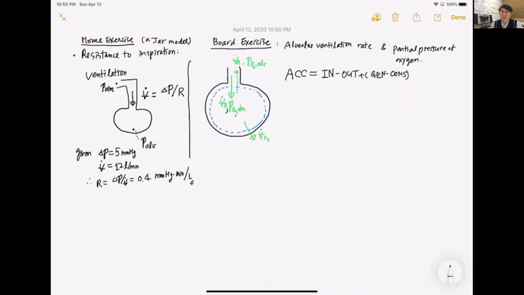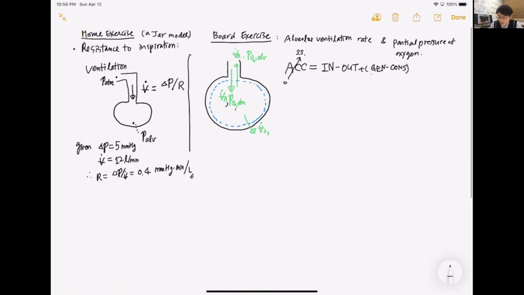However, as we discussed, at steady state the net accumulation goes to 0. And for generation and consumption, inside this alveolar sac there's nothing happening in terms of oxygen, so this part is also 0. The assumption here is steady state. So then this equation now gets this way: 0 equals, let's say, inside.